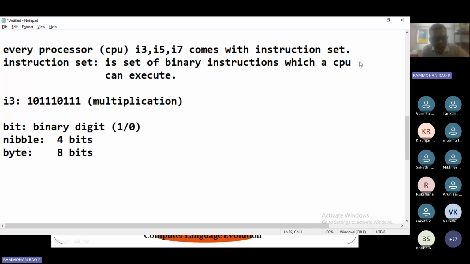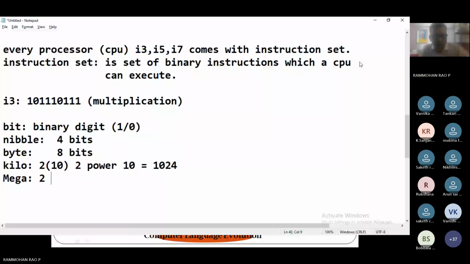Then comes kilo, K. Kilo means 2 power 10, which is nothing but 1024. So 1 kilo means 1024. The next level is mega. Mega is 2 power 20, which is nothing but 1024 into 1024.